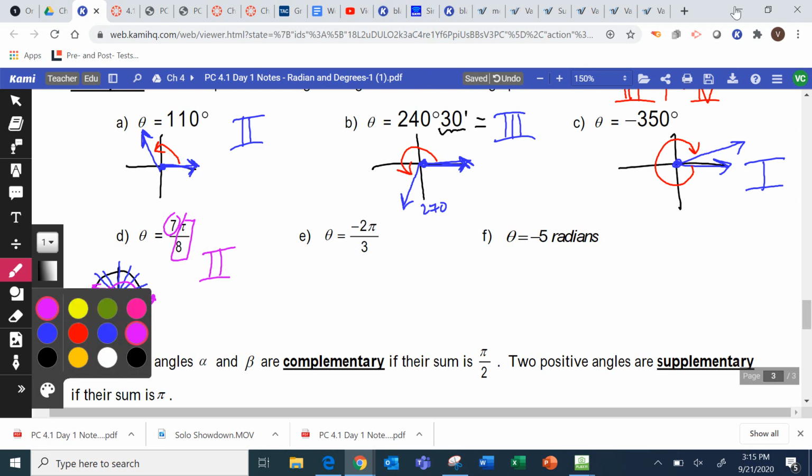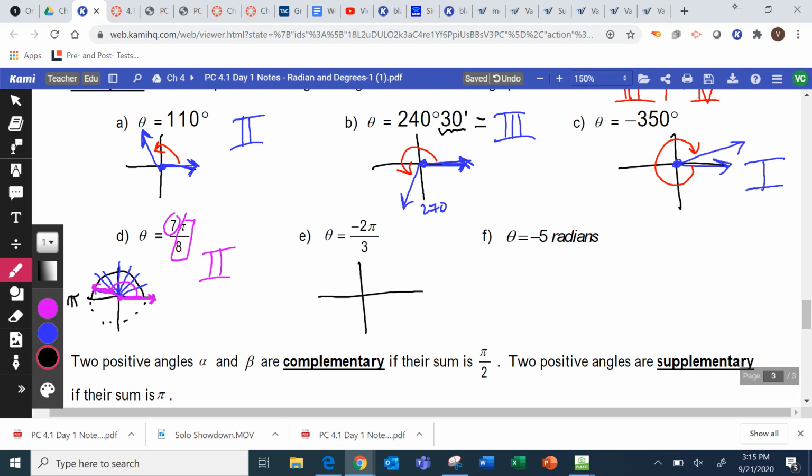Negative 2 pi over 3. So we're going to go in a negative direction. We're dividing the pi into 3, and we are doing 2 of them. So we're going to start here. We're going to go negative 2 pi over 3. That's going to be in quadrant 3.